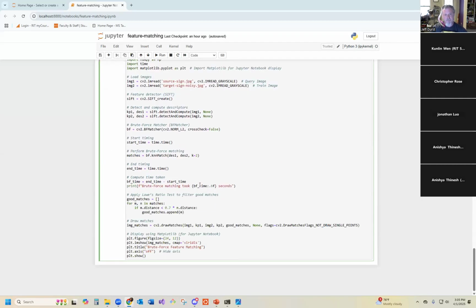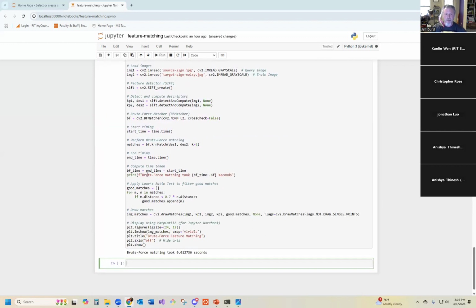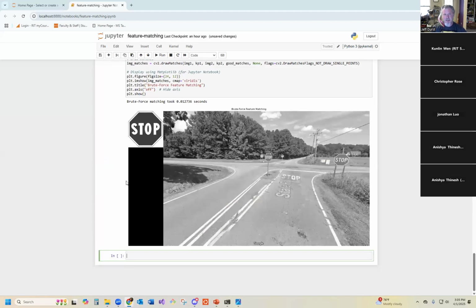So if we look at doing brute force matching for a more complicated scene, you can see it runs really fast because it doesn't find anything. Right now, we want to find our stop signs in our bigger, more important image, and instead, I don't find anything, even though there are obviously two very clear stop signs right on the road.